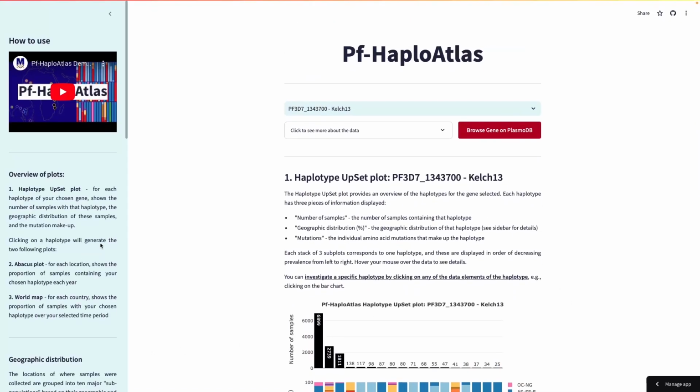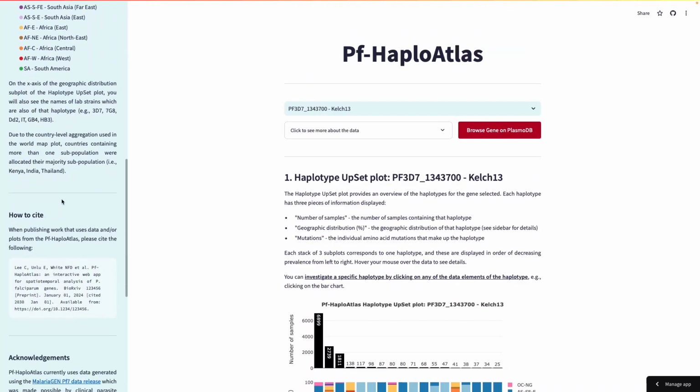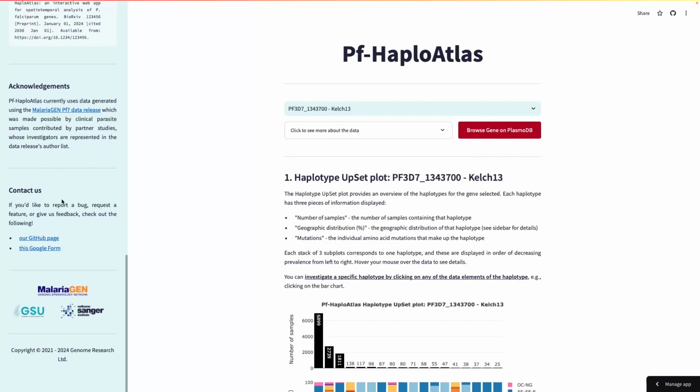Finally, if there are any features that you'd like to request for the app, you can go to the sidebar and contact us using any of these options here. Brilliant. So we've now covered all the basics for Pf-HaploAtlas. Let's move on to another interesting example.